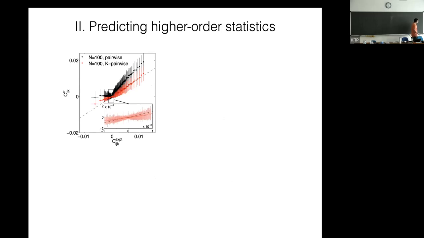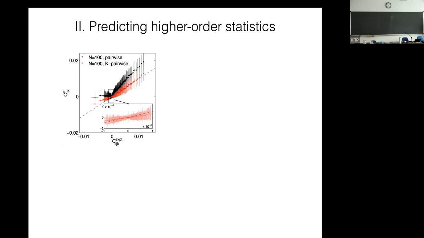Okay, so here is another type of prediction that the model makes. We still have enough, or barely enough, data to estimate empirically the three-point connected correlation function. So correlation between neurons i, j, and k, right? Expectation values of i, j, and k, three neurons firing together. And this is from the experiment, and this would be a prediction.